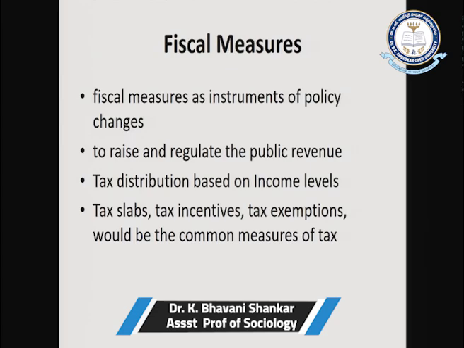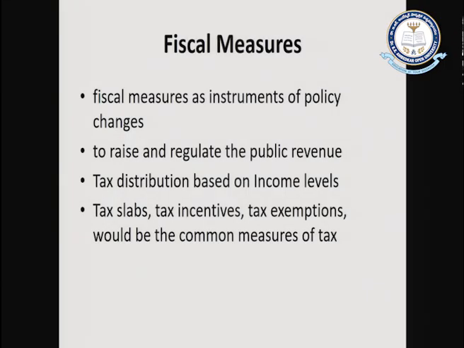Our duty is to ensure that the poor can be protected, whereas we can collect taxes from the middle and the upper class, so that it can be used for running the government and looking after the welfare of the people in society at large. So we have tax slabs, tax incentives, tax exemptions, and so on for the people, my dear friends. So this comes under fiscal measures.